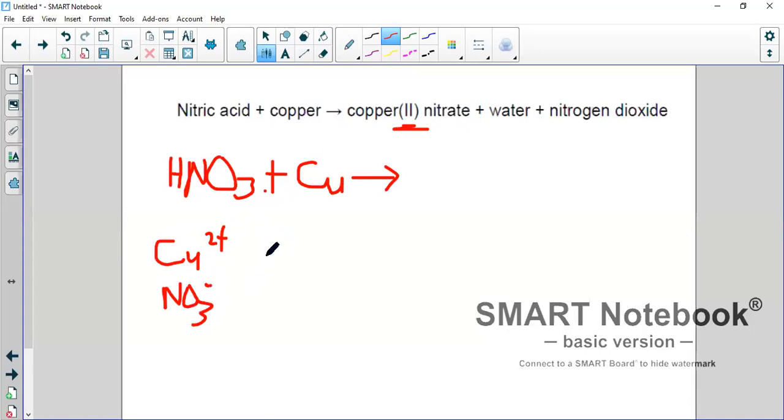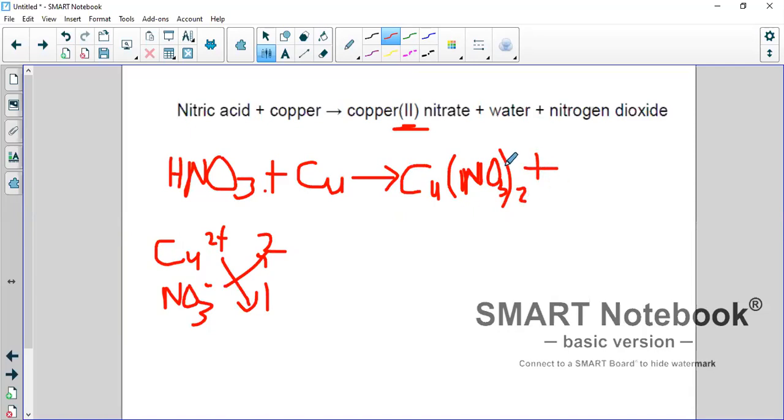NO3 minus. Right, so you've got your 2 positive and 1 negative. You do crisscross. So your formula becomes there are 2 nitrates and there's 1 copper. So your formula is going to be Cu, which is 1, open bracket. We need our nitrates here to be 2. So it's going to be NO3, right, with a 2 there.